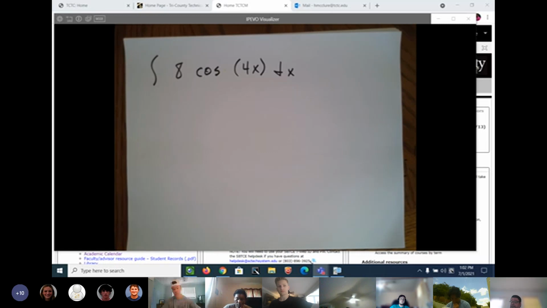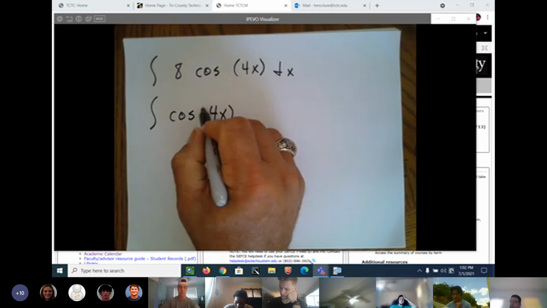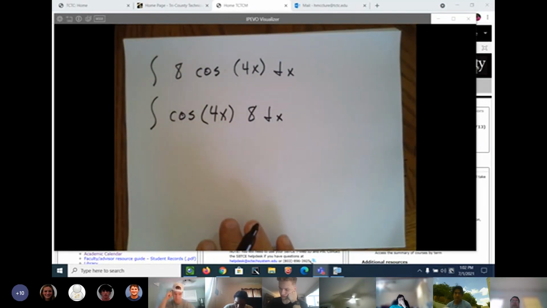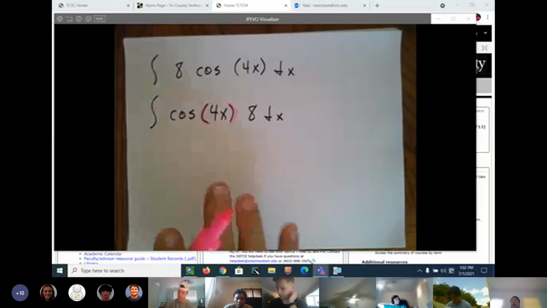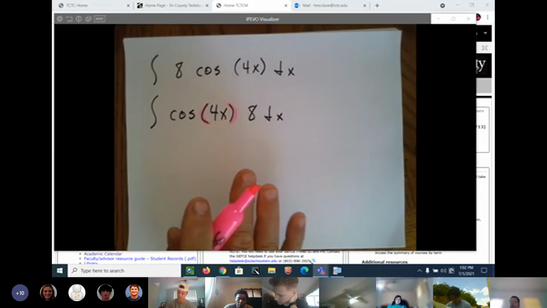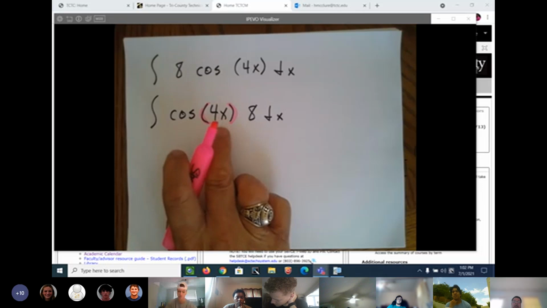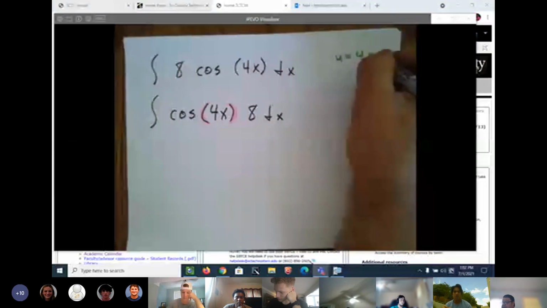You rewrite it. Cosine of 4x, 8 dx. Did I put those parentheses there on purpose? Yes, to give you a hint. Now there are sometimes that you will make u equal to a trig function, so I'm not going to tell you you're not going to do that. But here, you got an x function, you're going to use it. So u is equal to 4x.